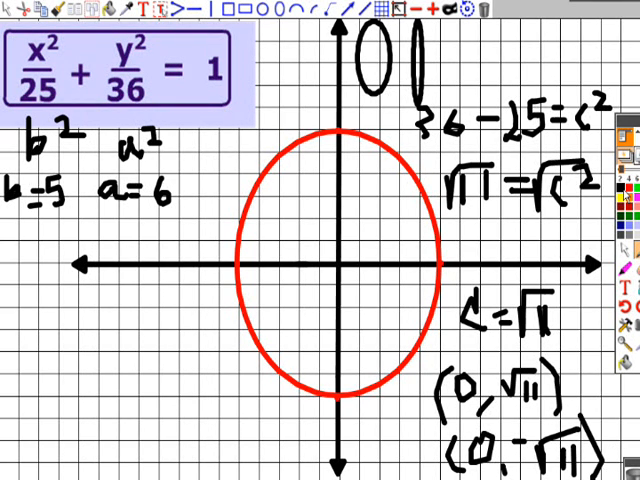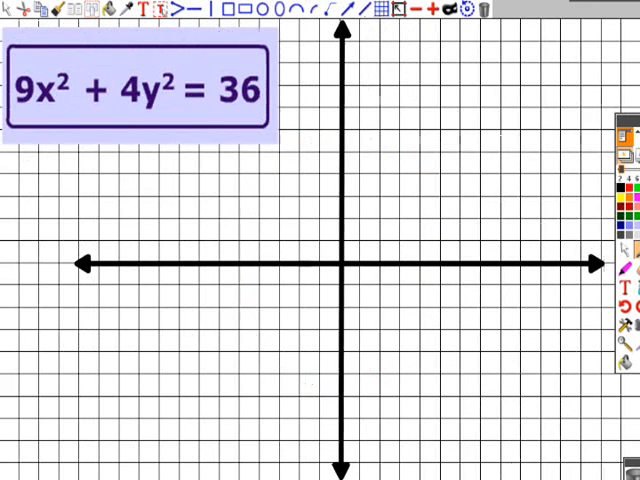Okay. Sorry, this is a bit sloppy. I'm using a mouse right now. Okay. Now, here's the next situation.